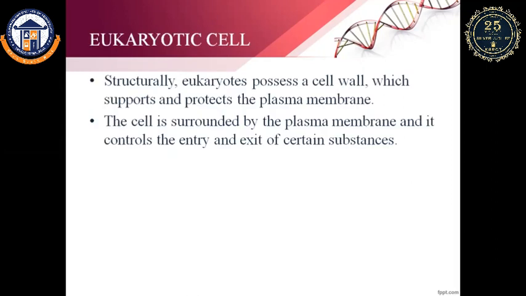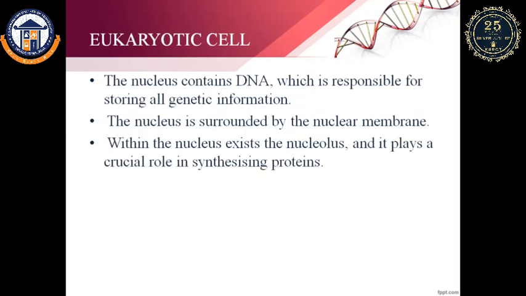Structurally, eukaryotes possess cell walls which support the plasma membrane, whereas the cell is surrounded by the plasma membrane. It controls the entry of certain substances in and out of the cell. The nucleus contains DNA, which is responsible for storing genetic information. DNA has genetic information which has been passed from our ancestors till date, and the nucleus is surrounded by a nuclear membrane. Inside the nucleus, we have the nucleolus, which plays a role in the synthesis of proteins.